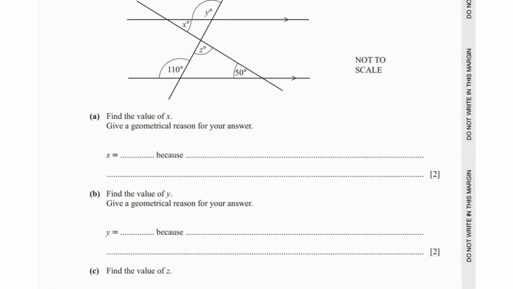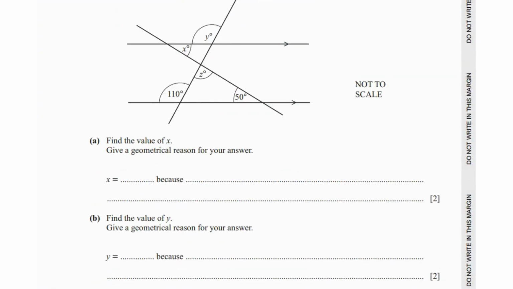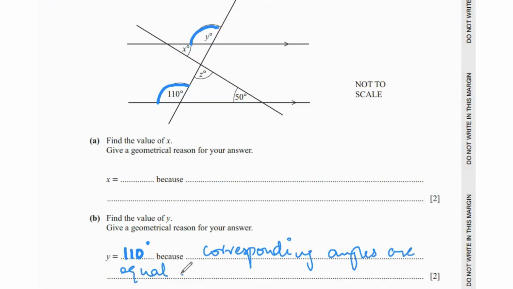Then it says find the value of y. So for y is equal to 110. Why? Because corresponding angles are equal. So for this, you need to know about your angles in parallel lines.